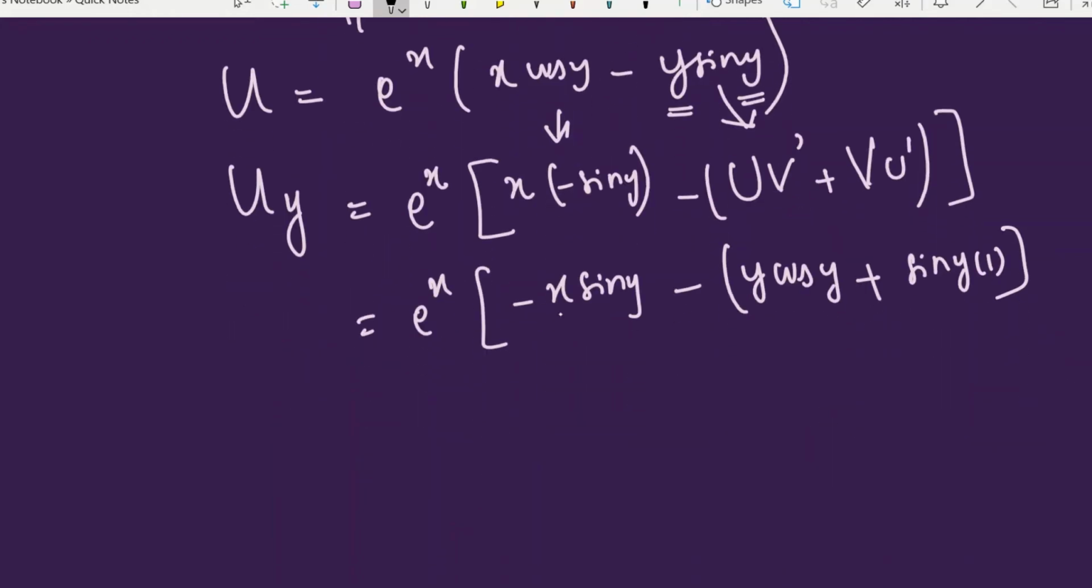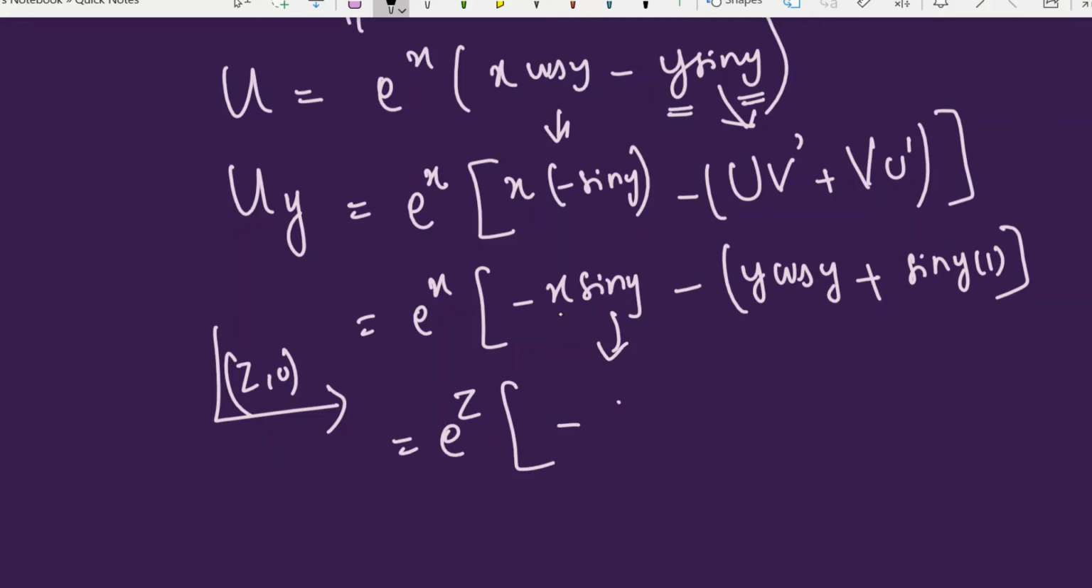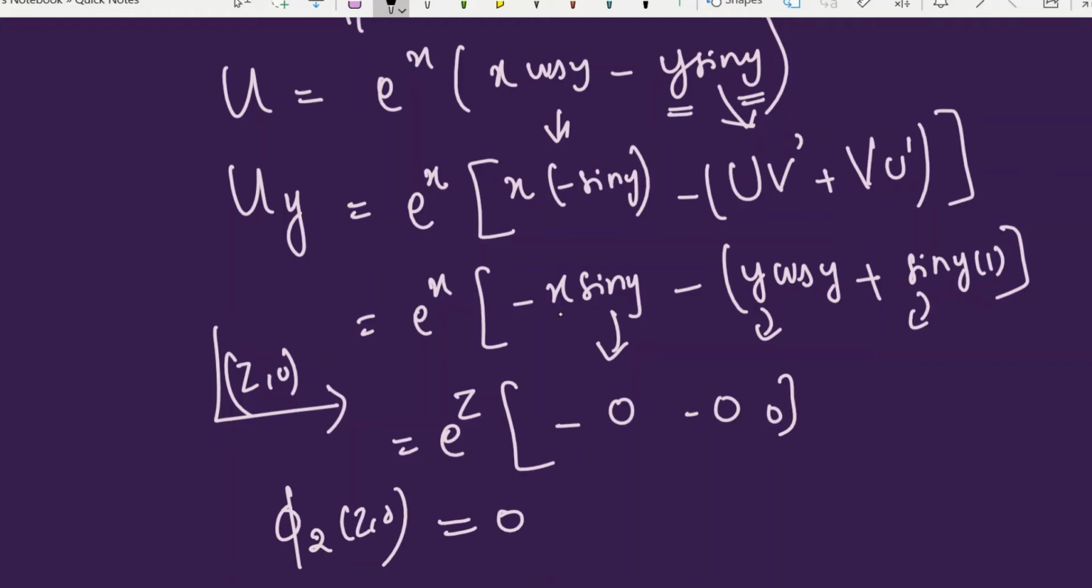Now directly you can substitute your points z comma 0. E power z times minus x sin 0, where sin 0 is 0, here y is 0 means 0, and here sin 0 is 0. So all the terms are 0. Our phi 2 value is 0 only.